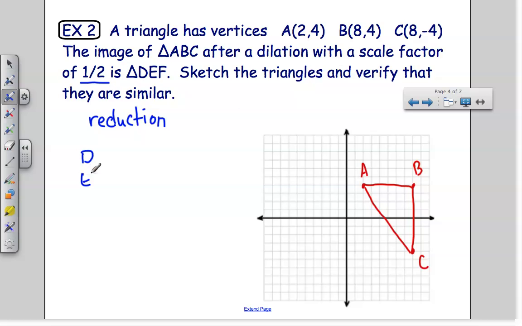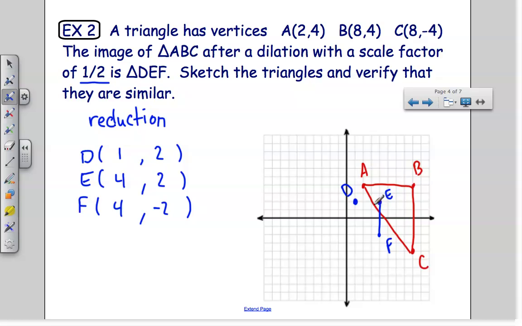So my new points, D, E, and F, I'm multiplying the original x and y by 1/2, or dividing by 2. So instead of 2, 4, I'm multiplying by 1/2 for both of these, it'd be 1, 2. Instead of 8, 4, multiplying each of these by 1/2, it'd be 4, 2. Multiplying 8, negative 4 by 1/2 would be 4, negative 2. So I'll put these new points here. D is at 1, 2. E is at 4, 2. F is at 4, negative 2.